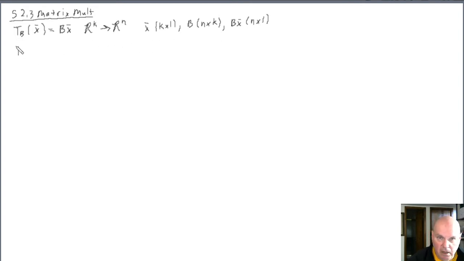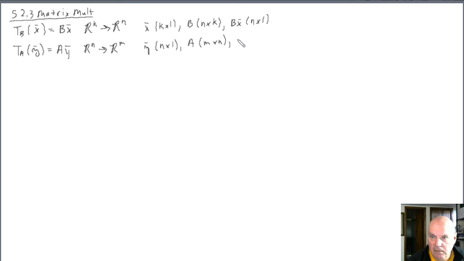Now let's consider another transformation defined by a matrix multiplication that transforms from n space to m space. Here y, which is in the original vector space, has to be n by 1. A then would have to be m by n. And so finally Ay would have to be m by 1.